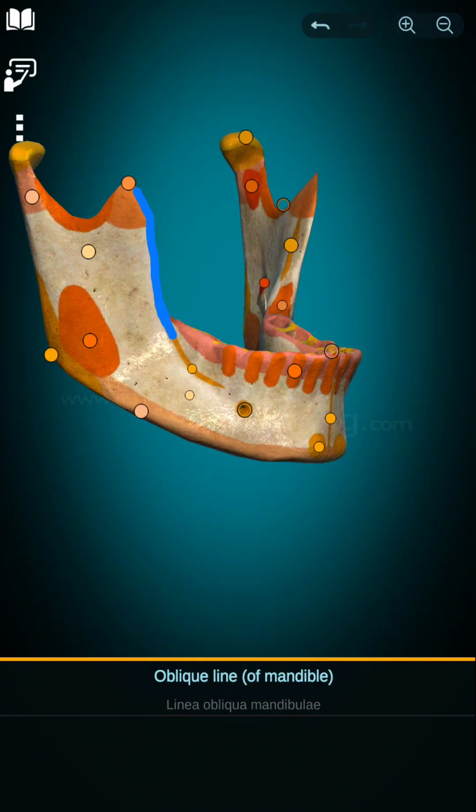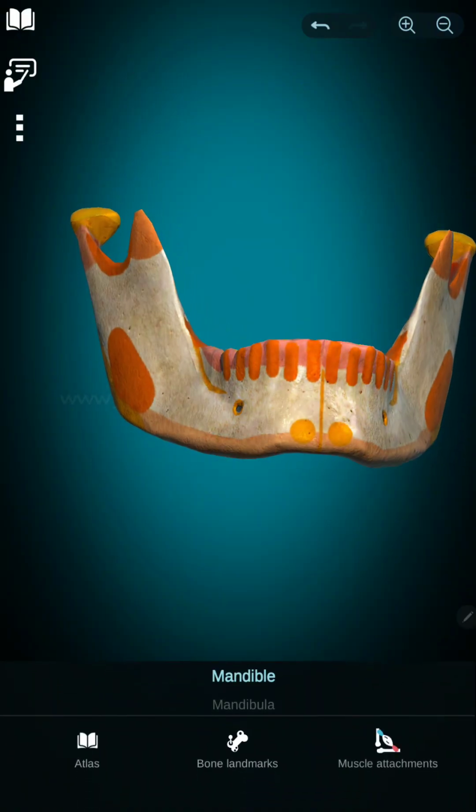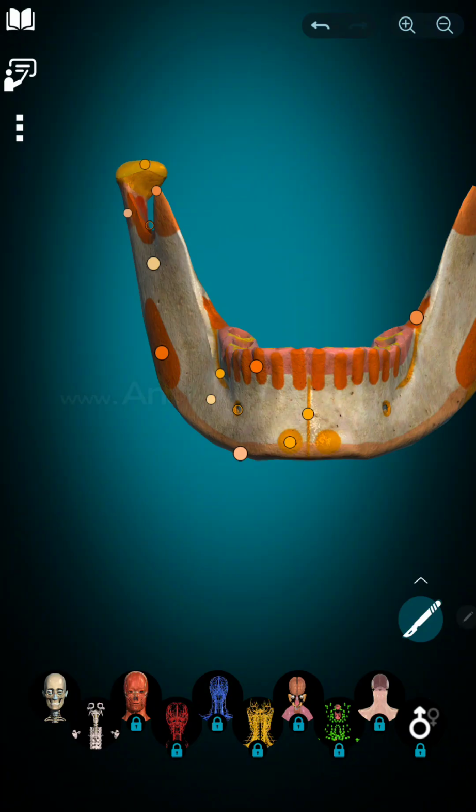Next, we have covered the symphysis menti, mental tubercle, mental protuberance, mental foramen, and the oblique line. Now, what is the incisive fossa? The incisive fossa is a depression and it lies just below the incisor teeth. Clear? It lies just below the incisor teeth. What is the incisive fossa? It is a depression which lies just below the incisor teeth.